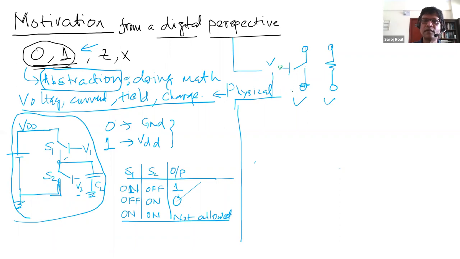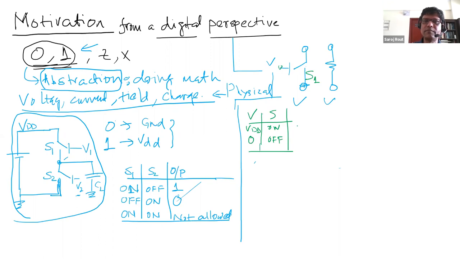Okay, so let's say this is some switch S1. If I want to write the functionality of this switch S1, when V is VDD, this switch is on. When V is zero, this switch is off. That's all it means, okay? And this VDD is with reference to ground, zero is obviously with reference to ground.